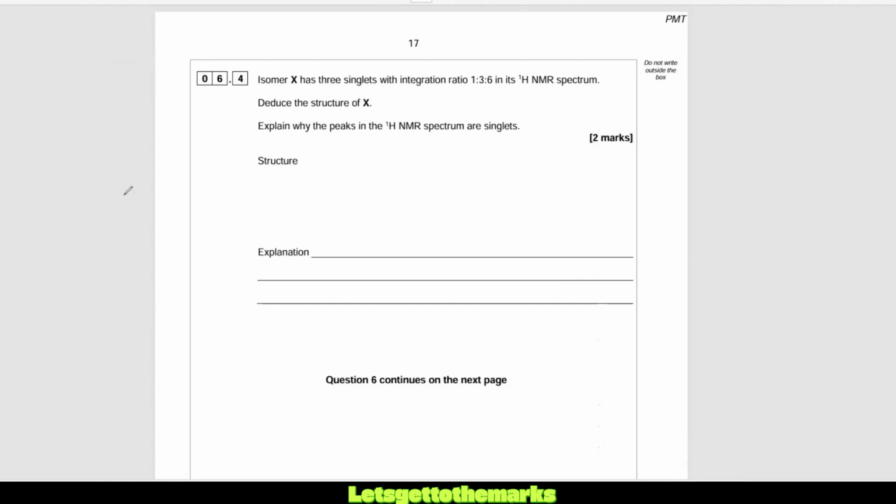So I definitely need to write down the molecular formula, and I need to rearrange the structure so that it has 3 singlets, so 3 hydrogen environments that produce singlets, with a ratio of 1:3:6 in the H1 NMR spectrum. Explain why the peaks in the spectrum are singlets.